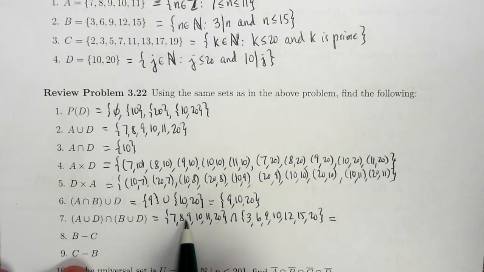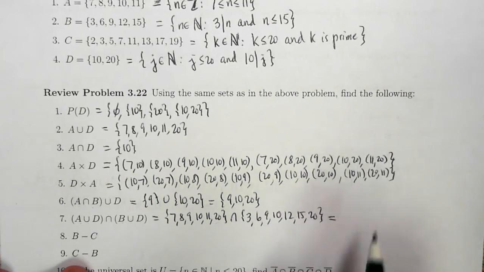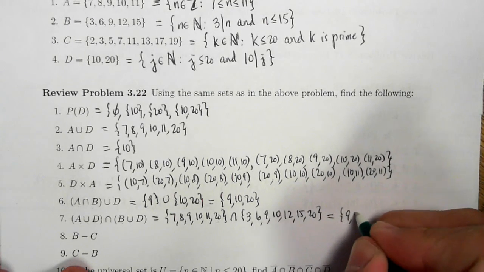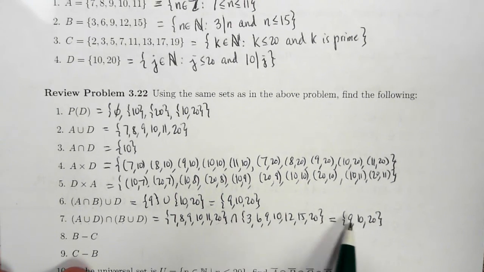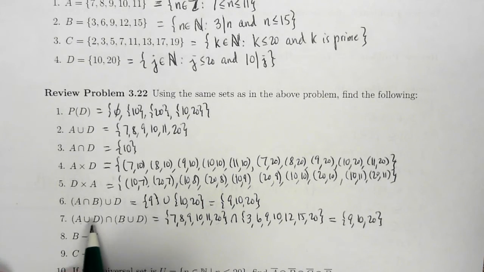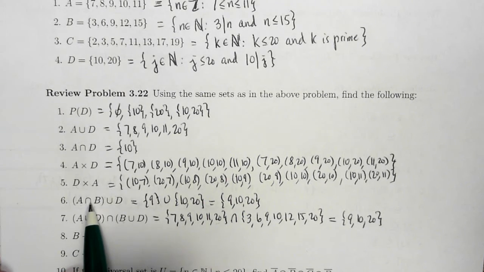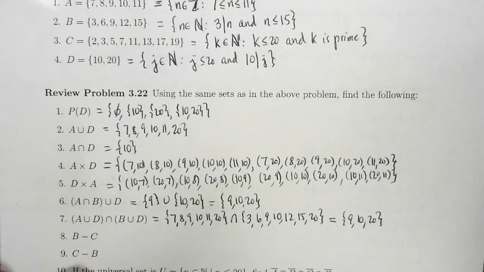So let's see, what's common? 9 is common to both, 10 is common to both, and 20 is common to both. So this is 9, 10, and 20. And this is actually one of the theorems from class. Not surprisingly, these two things are the same. In general, union distributes over intersection, and so A intersect B, whole thing union D is equal to what you see here on line 7.